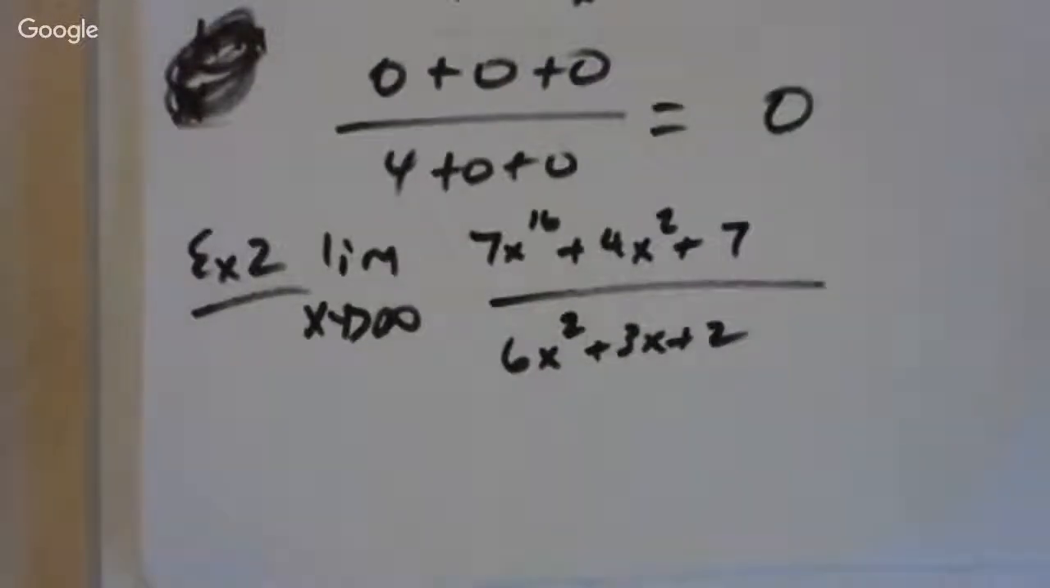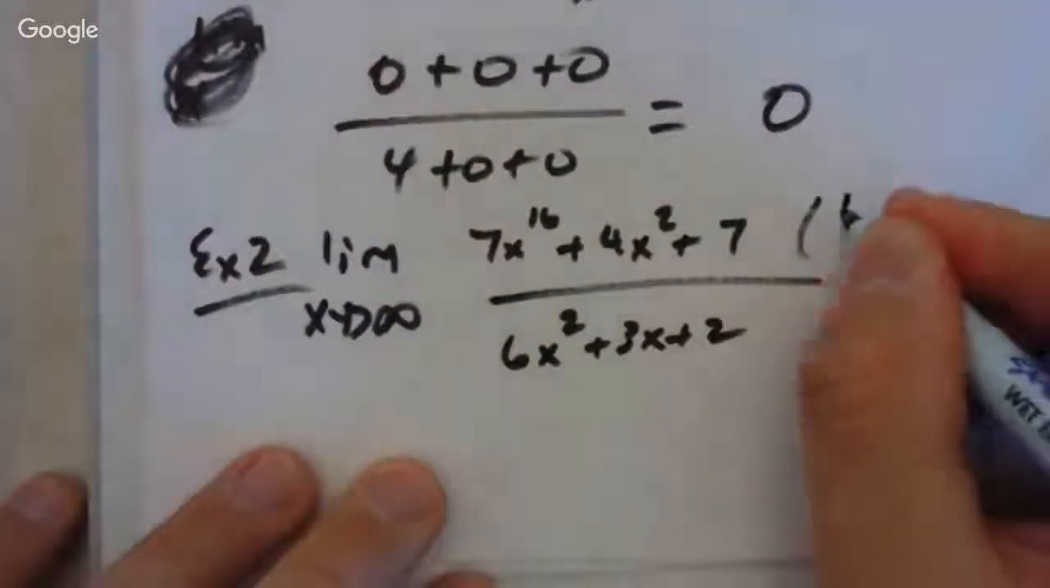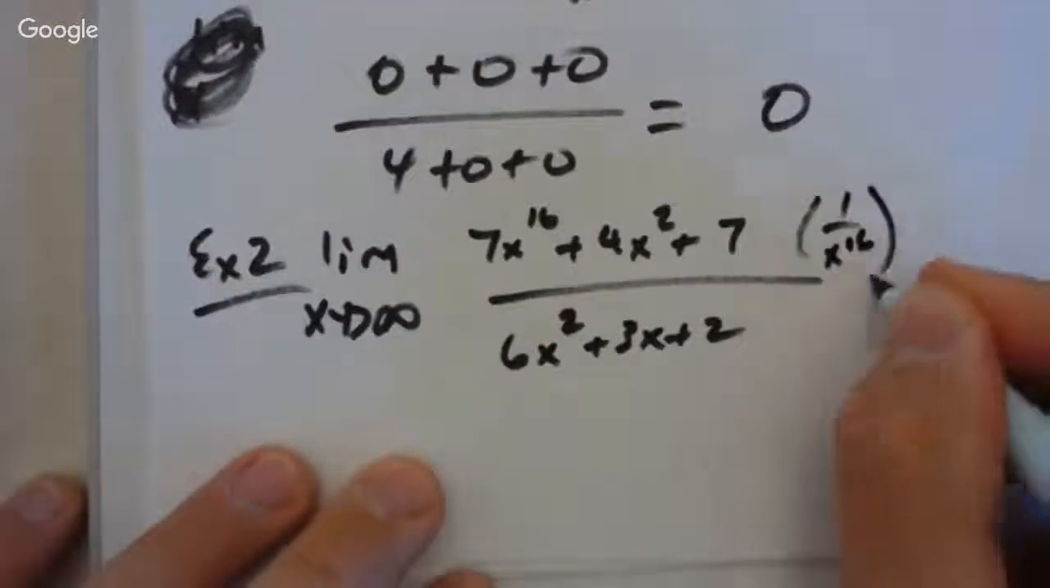All right, volunteers, what do I do? What do I do? Yes, close. 1 over x to the 16th. Right, multiply both by 1 over x to the 16th.